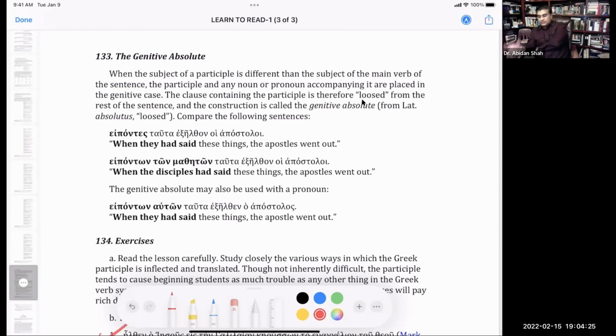So, example right here: Eipontes tauta exelthon hoi apostoloi. When they had said, eipon, to say, to speak. When they had said these things, the apostles went out.